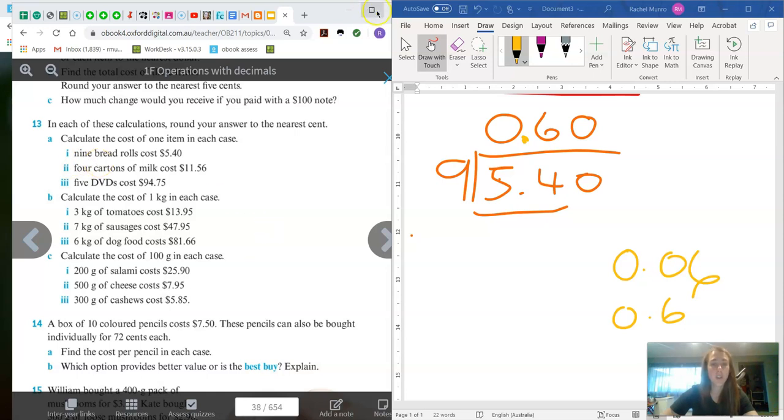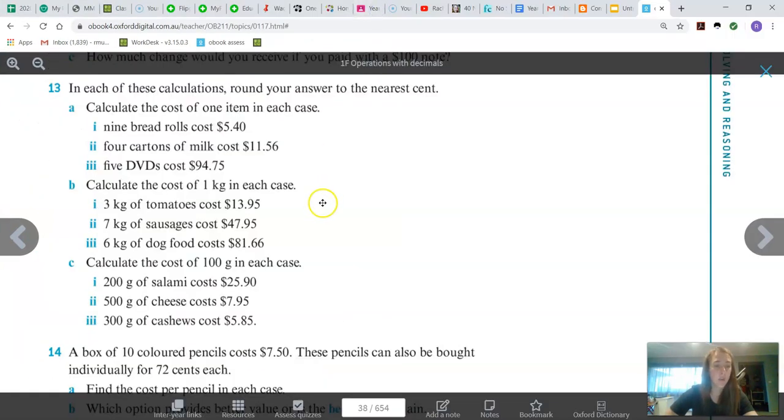So what I want you to do now is work through question 13A and question 13B. Now, 13B, you need to remember that it's telling you that 3 kilos of this, so to find 1 kilo, you need to divide it by 3. Same with the 7 kilos of sausages, so here you need to divide this by 7, to find out what 1 kilo would be worth. Use that same reasoning for question C, so we're trying to find out for 100 grams. See how you go, and then let's check in with the answers.